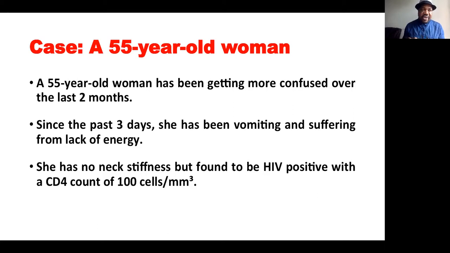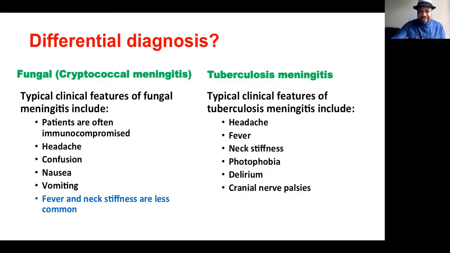We know that cryptococcal meningitis and TB meningitis are both common in patients with HIV, especially HIV with a low CD4 count. So it's a possibility that this patient might have either cryptococcal meningitis or TB meningitis.